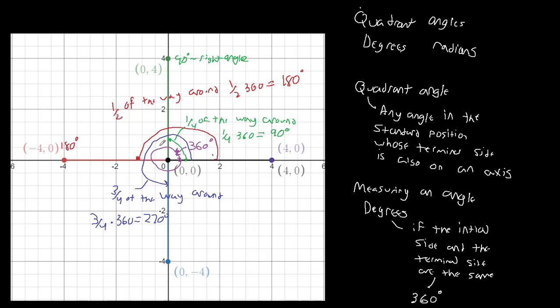So again, this is just the definition of what we mean when we say we're measuring an angle in degrees. If the terminal side and the initial side are the same, we've defined that as 360 degrees, and we can break that up at the quadrant angles for 90, 180, and 270. In the next video, I want to do the same concept, but I want to talk about radians, and then in the next video after that, I want to relate degrees to radians.